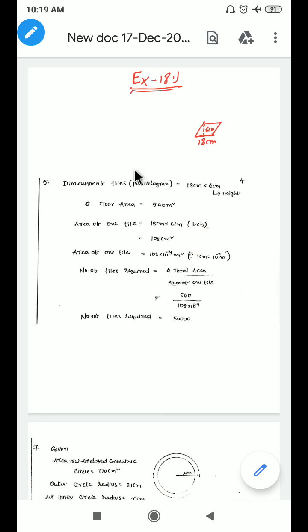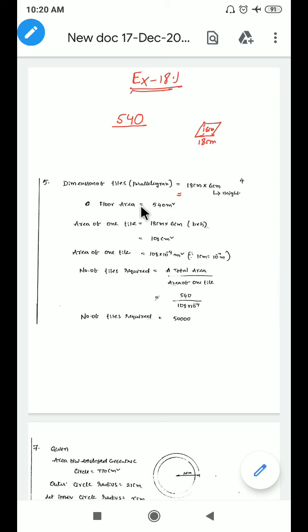So how to find out the area of a parallelogram shaped body? Base into height. Base is given here 18 centimeter and height is 6 centimeter. So this is the area of the tile. Clear? Now the area of the floor is given here, 540 meter square. You have to cover this area with these tiles. How many tiles are needed here? So what to do? You have to divide the total area of this floor by each tile's area.